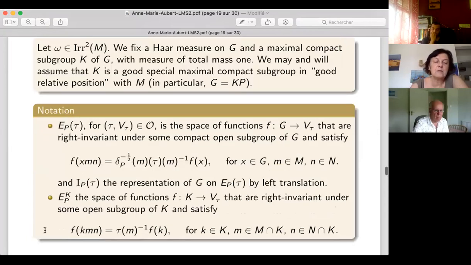Then we can consider the compact picture. So we would take a similar space, but here the functions are from K to V_tau instead of from G to V_tau. And we assume that they are right invariant under some open compact subgroup of K now and satisfy the following relation. When you compute F at k, m, n, where m is an element in the intersection of a Levi and K, and same for n, in the unipotent radical of the parabolic, then F of k m n is equal to tau of m to the minus one times F of k.